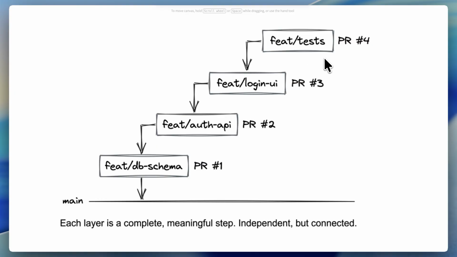And similarly, we will create the final PR, which is the test. Now, take a look at this. We are not making all the PRs directly to main. Instead, what we are doing is building the PRs on top of the bottom PR. For example, PR2 is built on top of PR1, which is the DB schema one. Similarly, PR3 is built on top of the auth API branch, and the fourth pull request is built on top of the login UI branch.